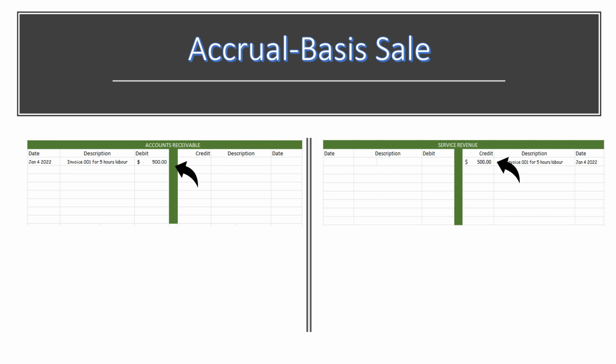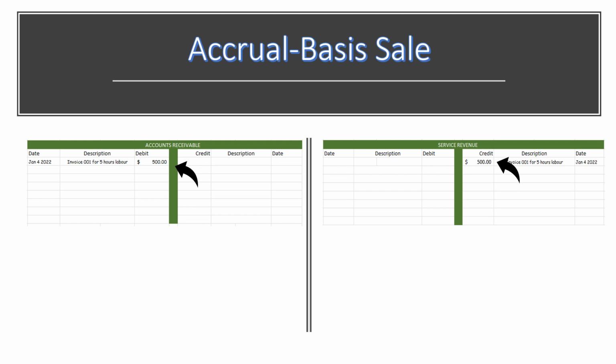So in this slide, we're going to look at the accrual basis and recording a sale on account. What we mean is you sell services or product to a customer in return for a promise to pay at some point in the future. Very common in the business world.